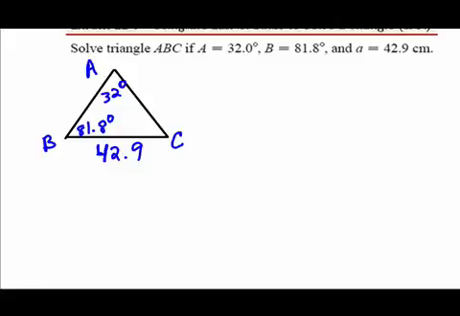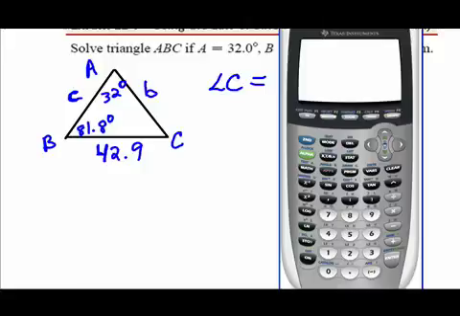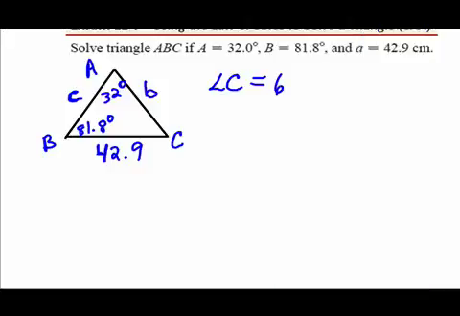So we have to find how many missing pieces? We have to find two sides and an angle: side C, side B, and angle C. Angle C is where we can start, being one of our quickest answers. Right away, we can take 180 minus the two angles that were given: 180 minus 32 degrees minus 81.8 degrees. Angle C is 66.2 degrees. So there I have all three angles.